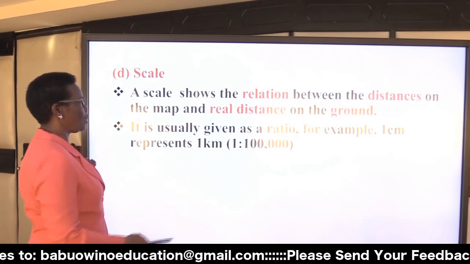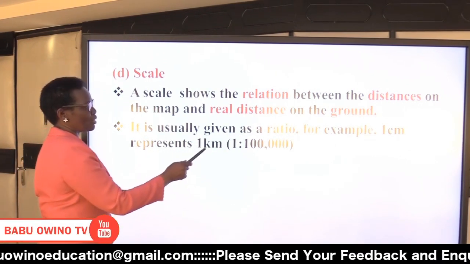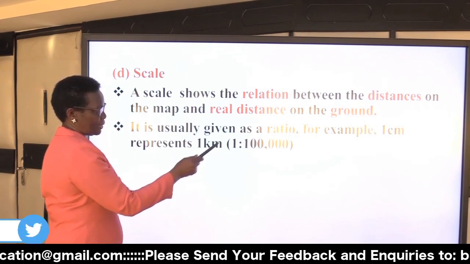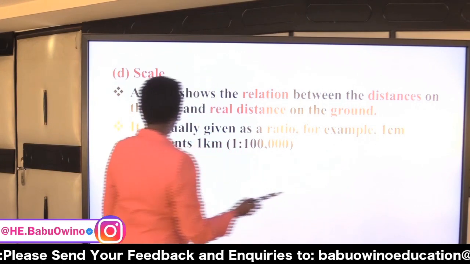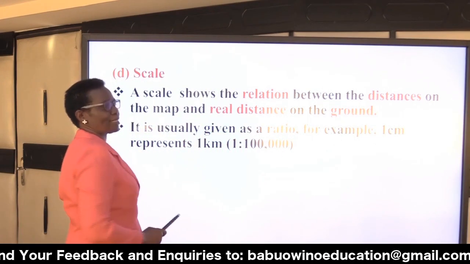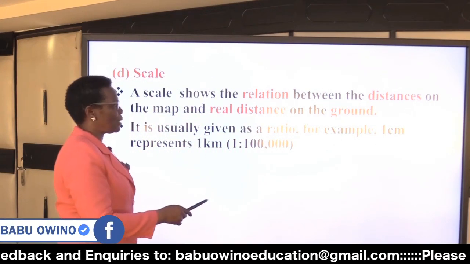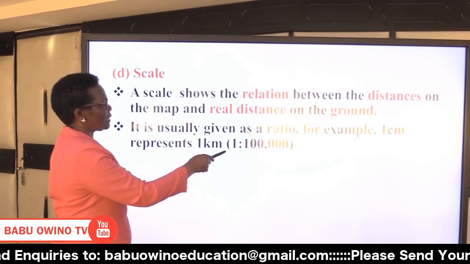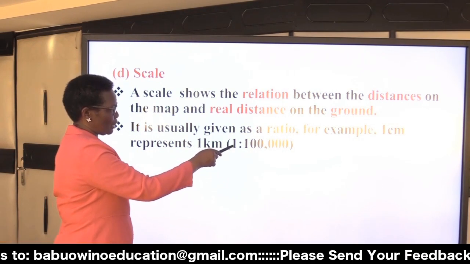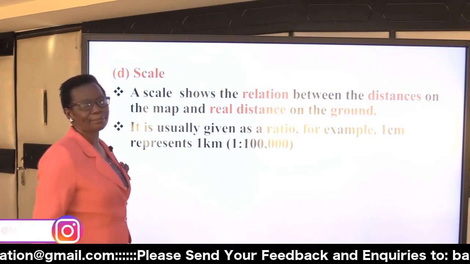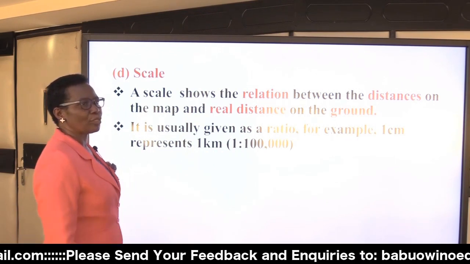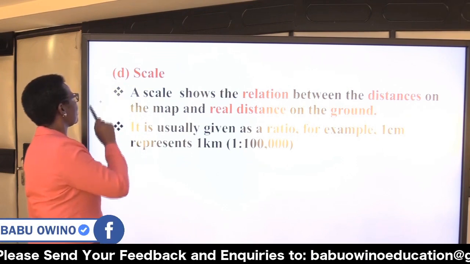For example, 1 centimeter represents 1 kilometer. It's written there. 1 centimeter here, 1 centimeter represents 1 kilometer. So in ratio form, one centimeter is equal to 100,000 kilometers. So that one, as you continue, we will always learn.